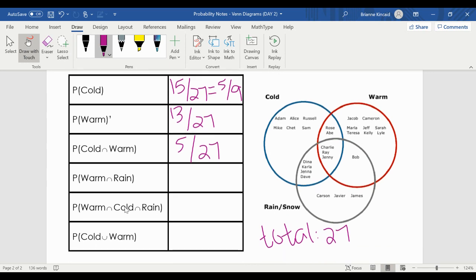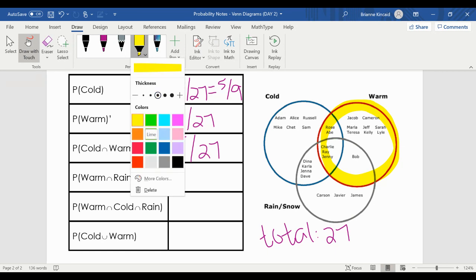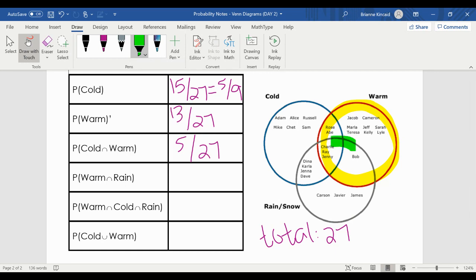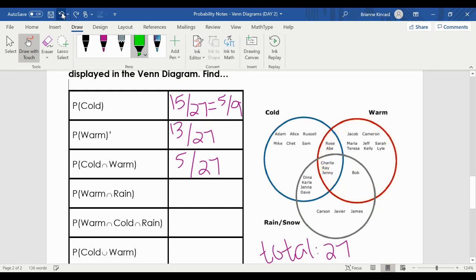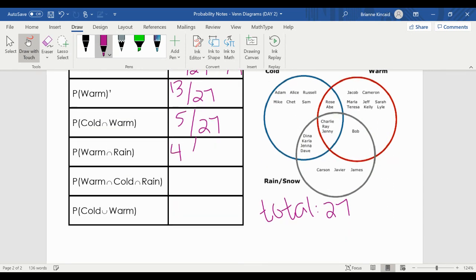The fourth one, the probability of warm intersect rain. Same idea. I'm going to circle warm in one color, I'm going to highlight rain in another color, and I'm going to see where they overlap. These 4 names, Charlie, Ray, Jenny, and Bob, are the only ones that are highlighted by both green and yellow, which means my probability in this case would be 4 out of 27.